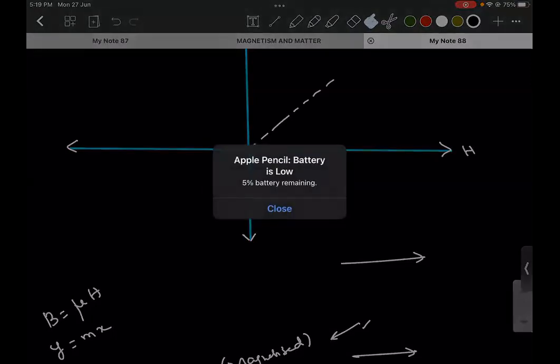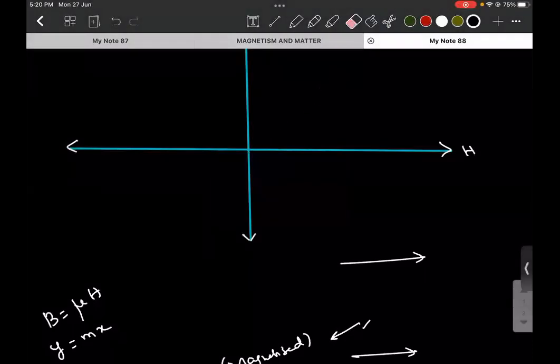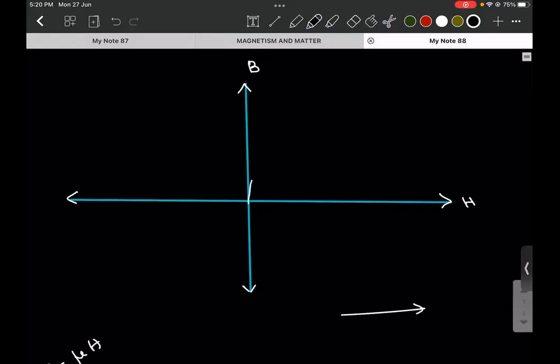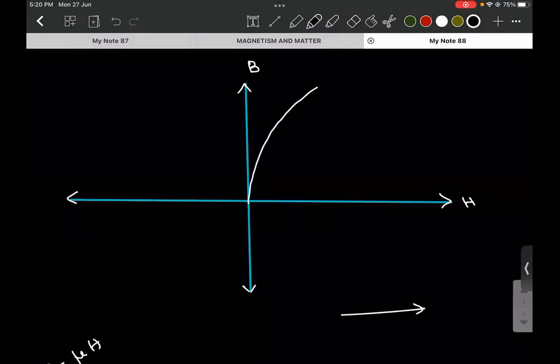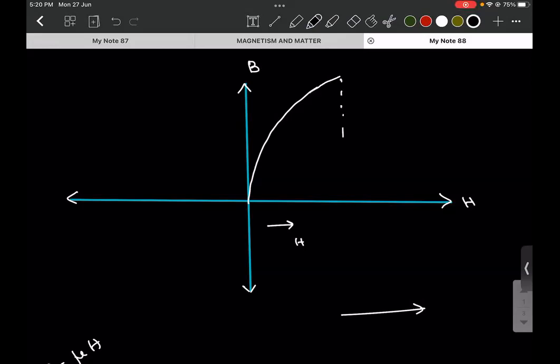Means even for a lesser value of magnetizing field that you apply, there will be a more value of magnetic induction that will take place. So the graph will no more be a straight line, rather it will be a curve such that the curve will be inclined more towards the y-axis. Listen to this carefully: as you keep increasing the value of H, the magnetic induction will not increase linearly, rather it will go in a curved path, and there will be a particular value at which it will get saturated.